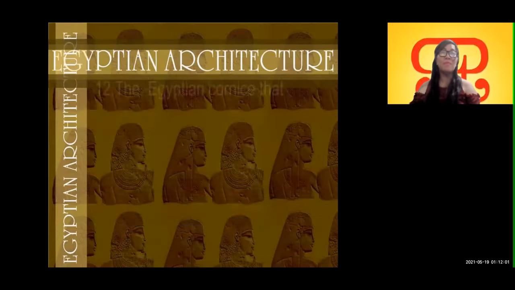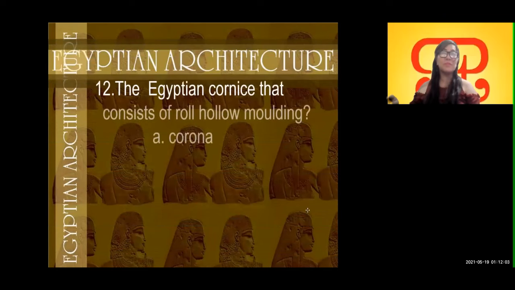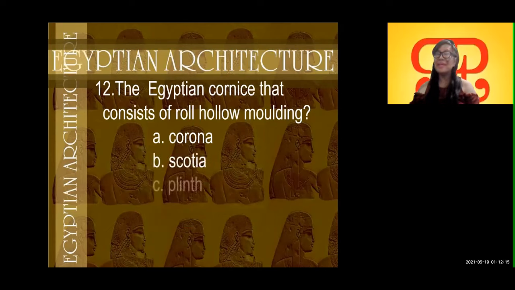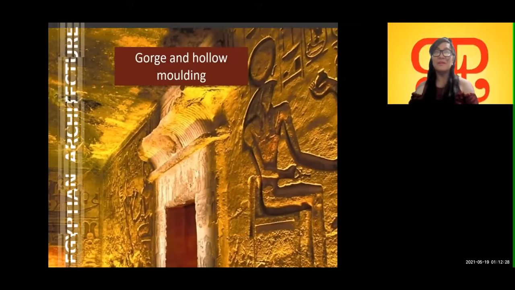Okay. Now, number 12. The Egyptian cornice that consists of roll hollow molding, is it A, corona? Is it B, scotia? Is it C, plinth? Or is it D, gorge? So the answer here is, yes, it's gorge. This is the gorge and molding or hollow molding within a door opening.